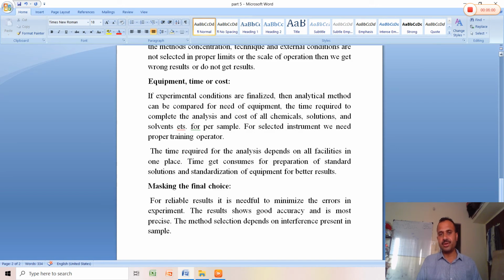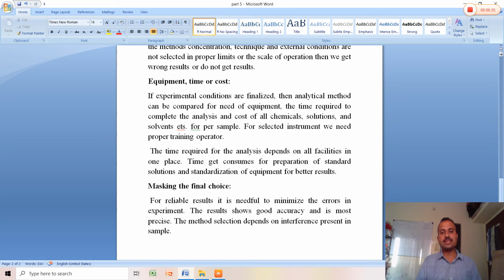We know that for every analysis we need a standard solution. We need the equipment, but we lose time in the preparation of solution and the standardization of equipment for better results. There is no alternative. So we check first the preparation of the standard solution, whether the solutions are standard or not, and whether the calibration of equipment is done or not.